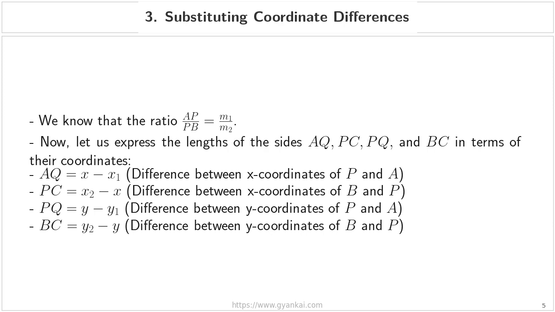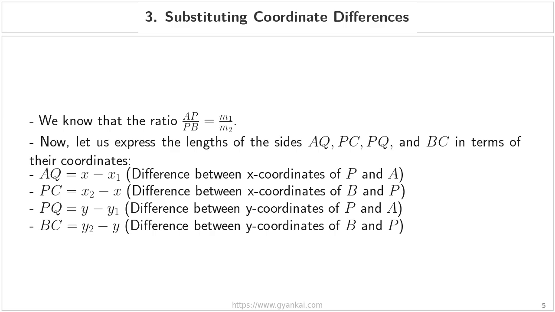Next, let's look at the vertical segments. The height of our first triangle, segment PQ, is the difference between the y-coordinate of point P and the y-coordinate of point A, or y minus y1. Finally, the height of our second triangle, segment BC, is the difference between the y-coordinate of point B and the y-coordinate of point P, which is y2 minus y.